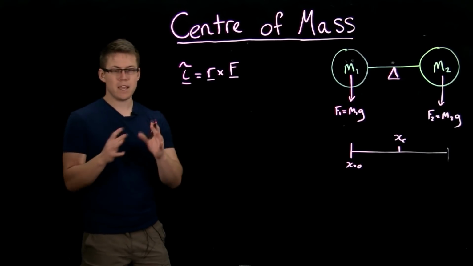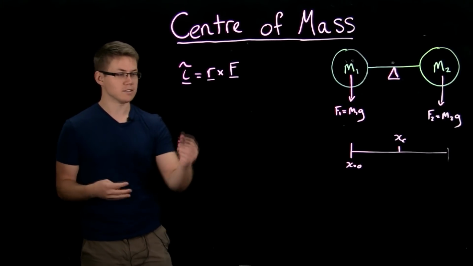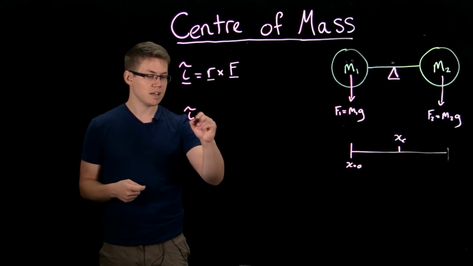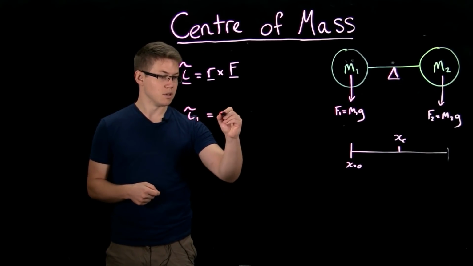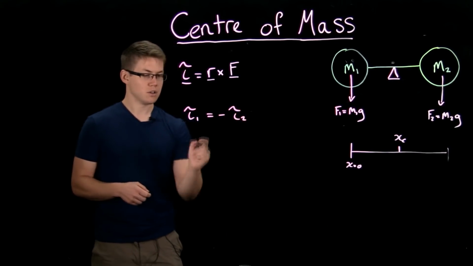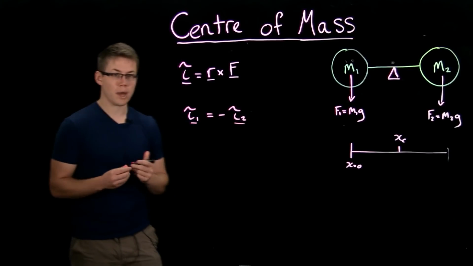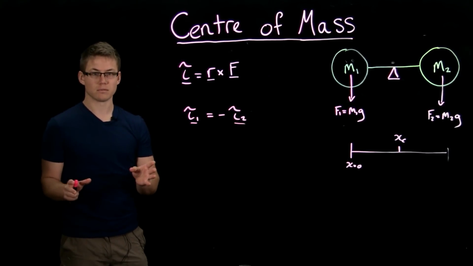So what does that mean? Well, if we want this system to be in a torque balance, then what we need to say is that torque 1 is equal to minus torque 2, as vectors. So what that means is that we want the sum of them to be equal to 0.